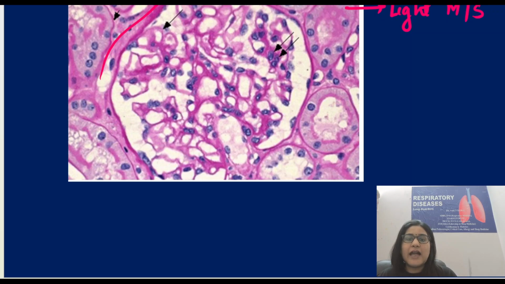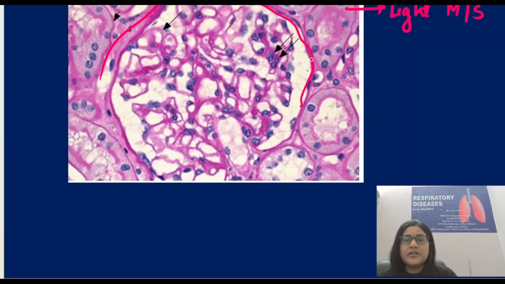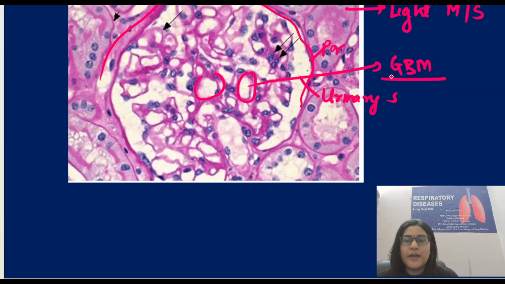So this entire space is what? These must be your parietal epithelial cells. This is your urinary space we had spoken about. Okay? And now these are your glomerular capillaries. Glomerular capillaries which are lined by the glomerular basement membrane. To see its finer structure, we need to do some special stains and we need to do electron microscopy. In H&E staining we will only see that we have capillary loops in here.